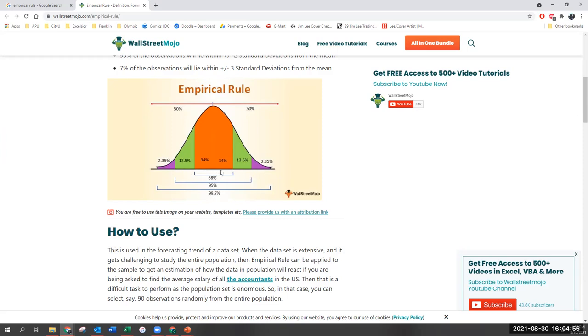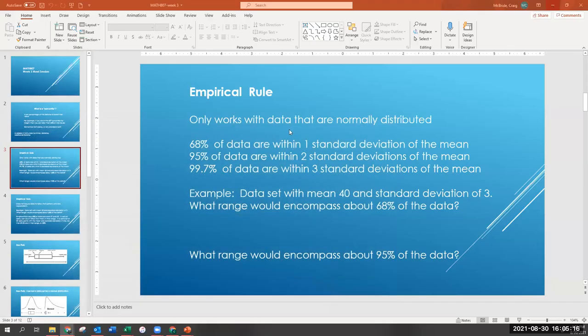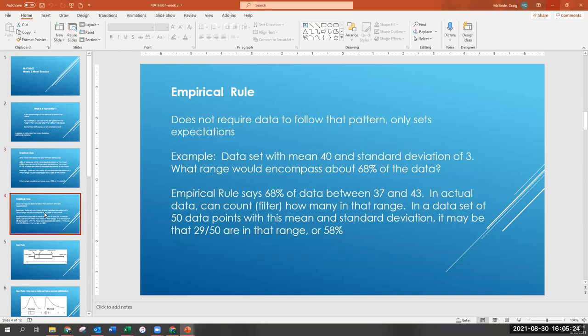So a lot of times you'll hear the 68, 95, 99.7, but some people will also refer to it as the 34, 14, 2 rule. And all they did was take these numbers and round them: 13 and a half they rounded up to 14, and 2.35 they rounded down to 2. So those are two ways of describing the same thing, the good old empirical rule. And as we talked about last week, it only applies to normal curves. Okay.